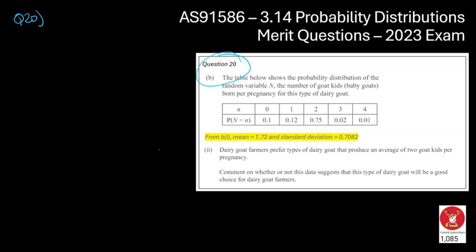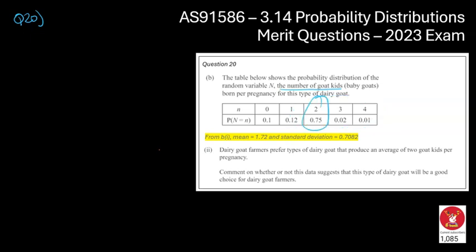Now on to question number 20. And this one here, we've got a probability distribution of random variable n. So this might be random discrete variable type calculations. The number of kid goats, or goat kids, so that's baby goats, born per pregnancy of a particular dairy goat. So I'm assuming that means per pregnancy, getting 0 goats was a 10% chance, 1 goat was a 12% chance, and then so on for the rest of the graph.